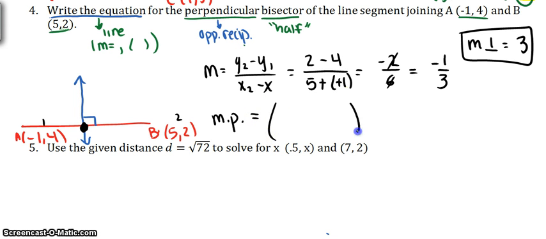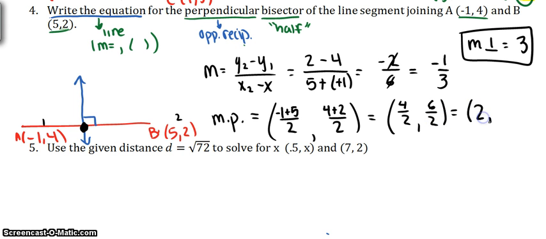Okay, so remember, midpoint's just going to be a point where you average the x's and average the y's, or take half of each of them. So our x's are -1 and 5 divided by 2, and our y's are 4 plus 2 divided by 2. So that simplified out gives us 4 halves and 6 halves, which we can then reduce to 2, 3.